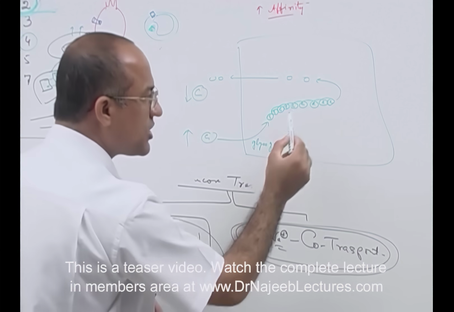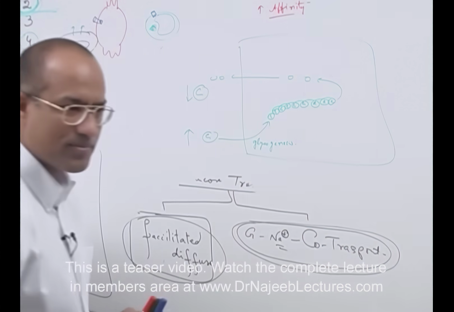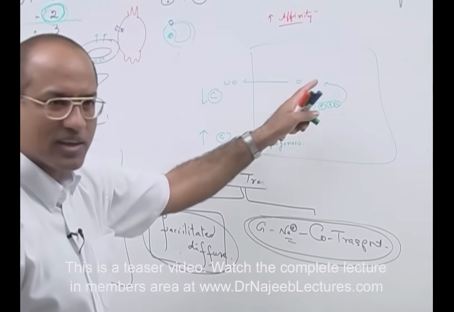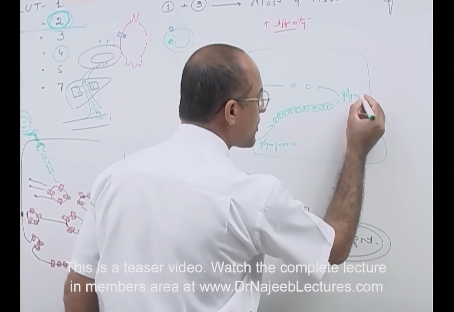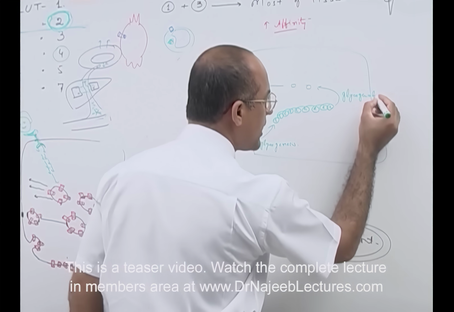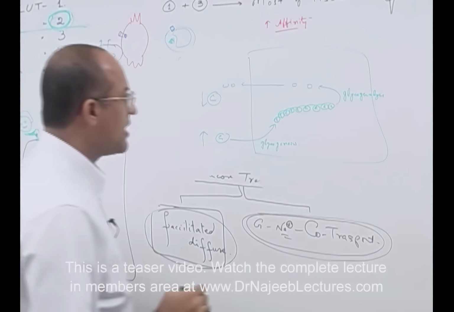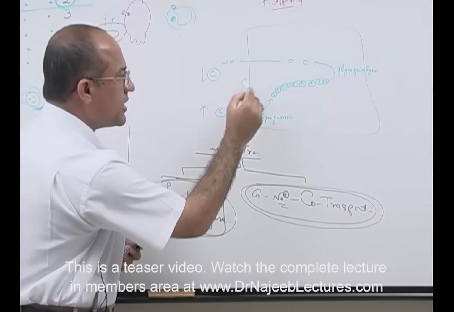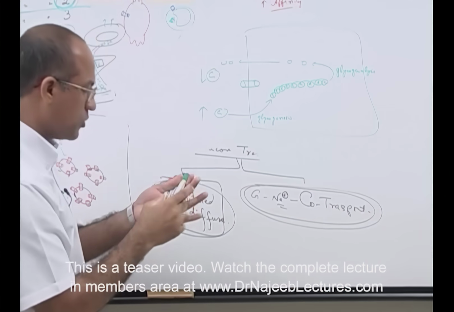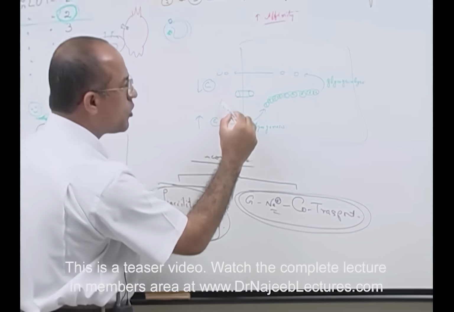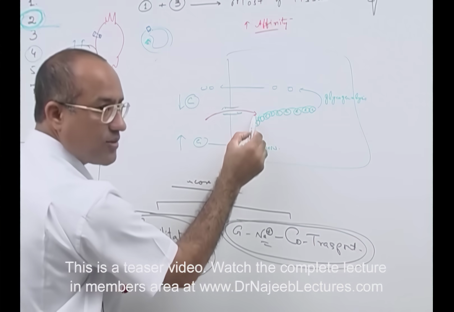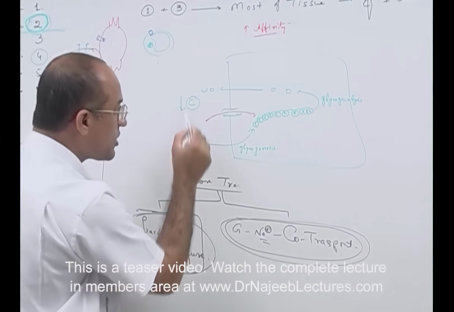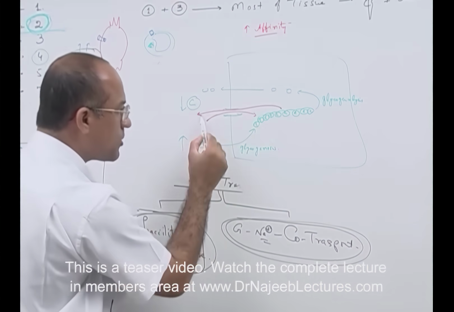So this process in which glycogen is broken down is called glycogenolysis. So actually there is a transporter here. This is glucose transporter 2. When blood glucose level is high, glucose is going like this. And when blood glucose level drops, glucose is going from here to out.